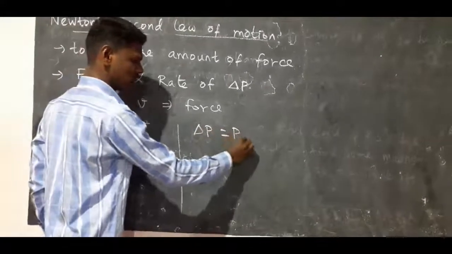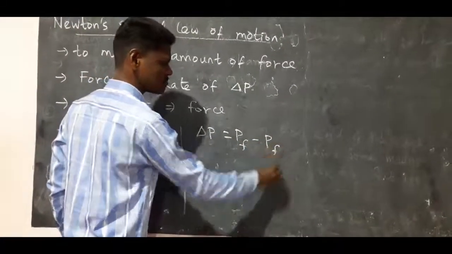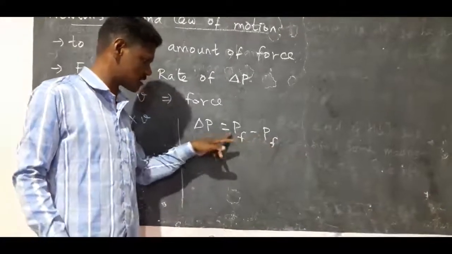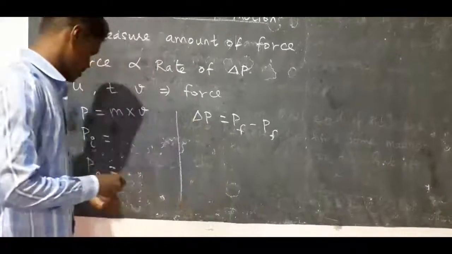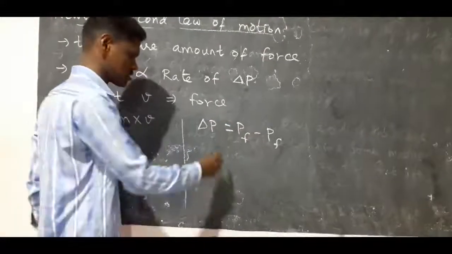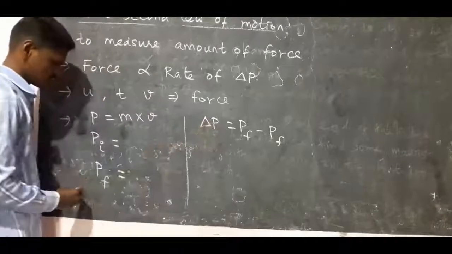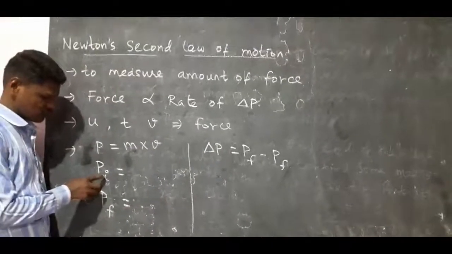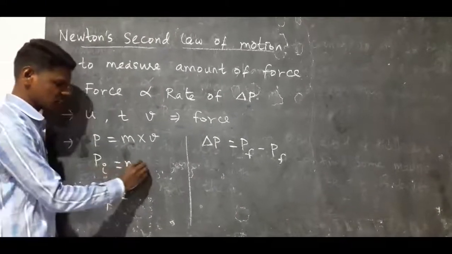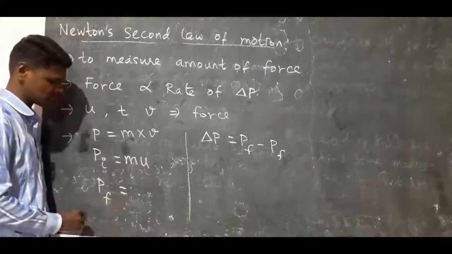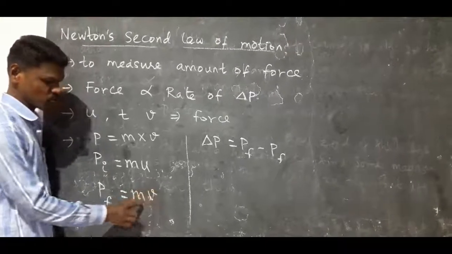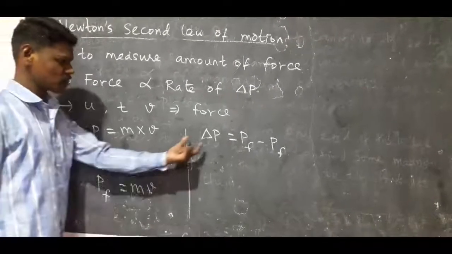What is the formula for change in momentum? Change in momentum is final momentum minus initial momentum. Last class, change in velocity was final velocity minus initial velocity, and we use the same idea here. Momentum is m into v. The initial velocity is u, and the final momentum uses final velocity v.